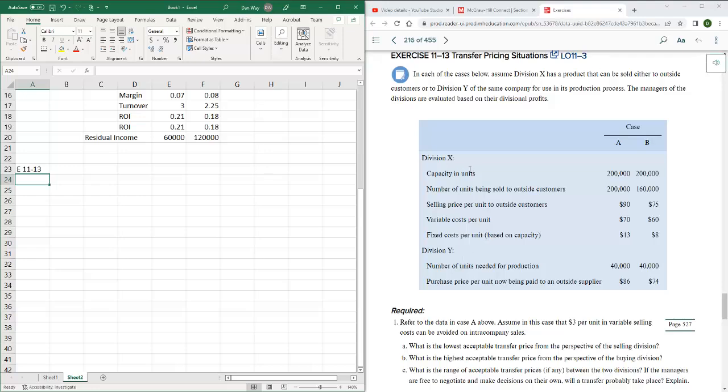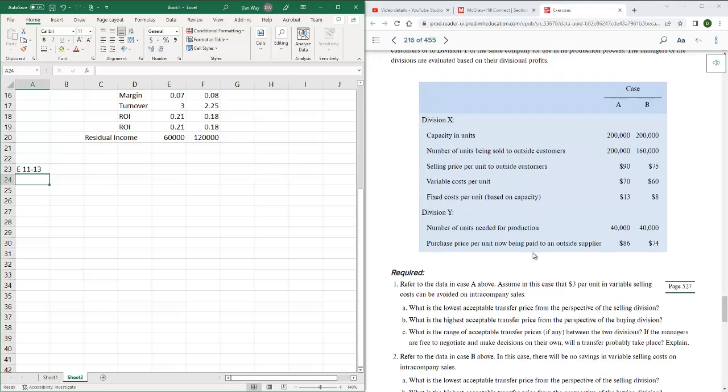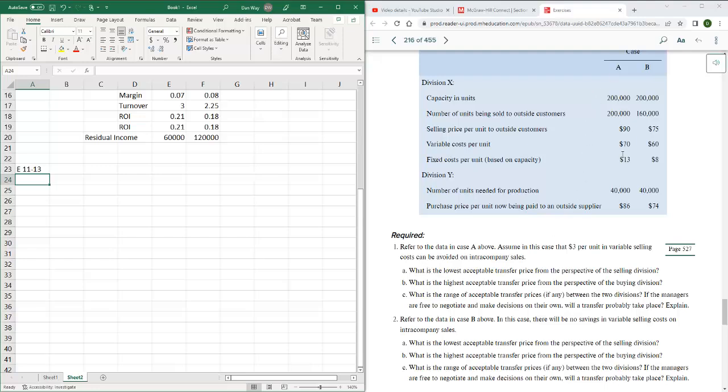So we see capacity, number of units being sold to outside customers, from Division X here. We also know the selling price, variable cost per unit, and fixed cost per unit based on capacity. Now Division Y needs 40,000 units for production. So they're either going to get it from Division X internally, they're going to get it from an outside supplier at the cost shown here at the bottom. So the first piece said refer to case A only, so the left column here. Assume in this case that $3 per unit in variable selling costs can be avoided on intra-company sales. So this number reduced by $3 if we sell internally.